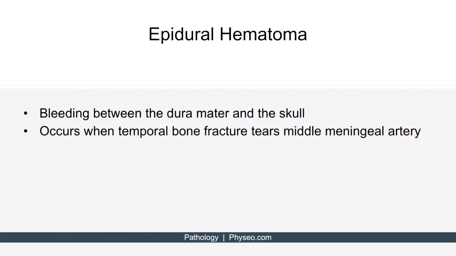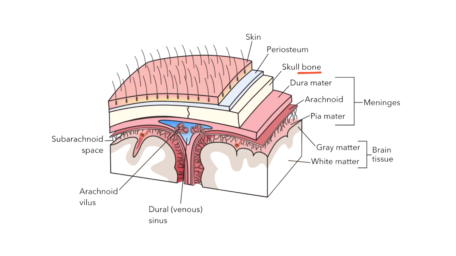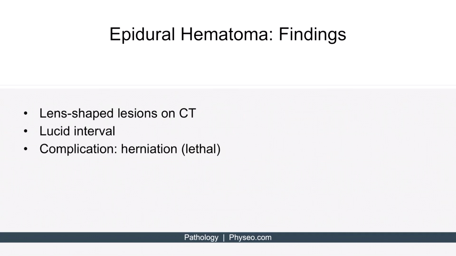Epidural hematoma is defined as bleeding between the dura mater and the skull. It usually occurs when a temporal bone fracture tears the middle meningeal artery. Here's an image showing the bone, the dura, arachnoid, and pia mater. In someone with an epidural hematoma, the blood accumulates in the space between the bone and the dura mater, so right here. All right, now let's discuss some of the findings.